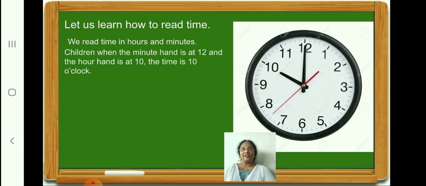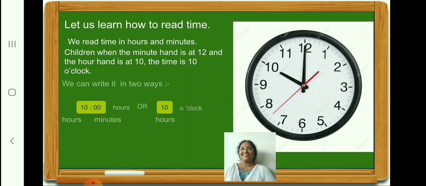Children, when the minute hand is at 12 and the hour hand is at 10, the time is 10 o'clock. We can write it in 2 ways. That is 10 hours, 0 minutes or 10 o'clock.